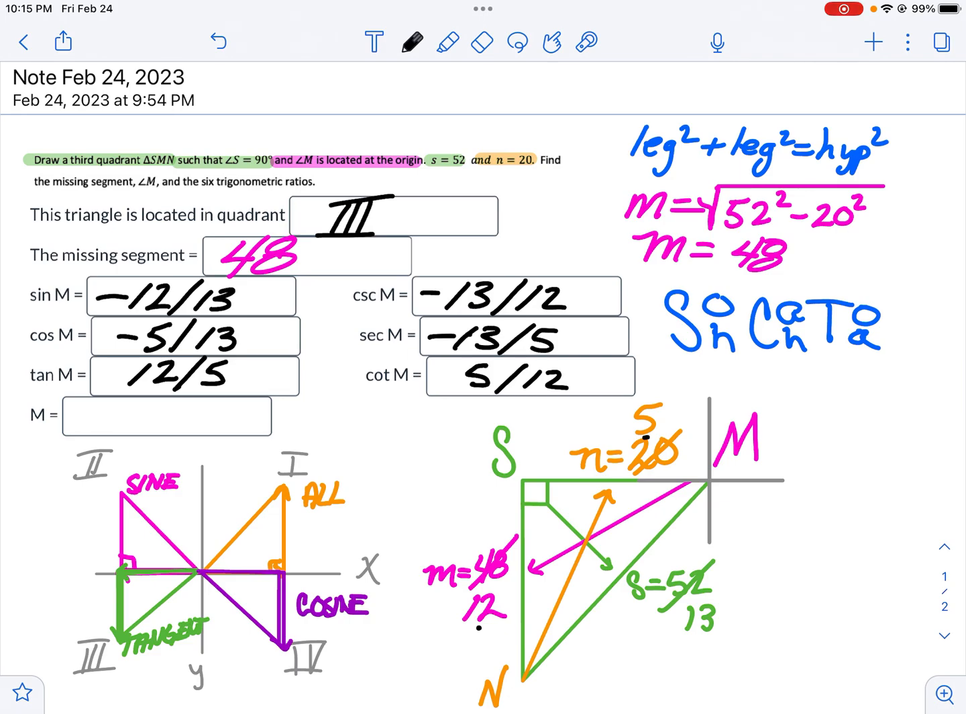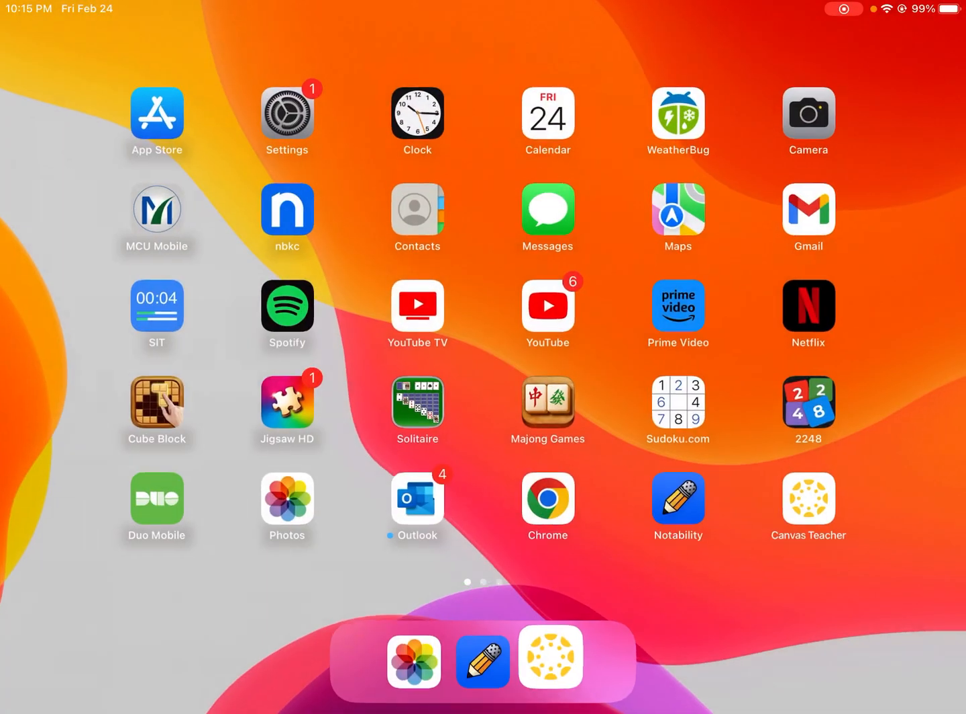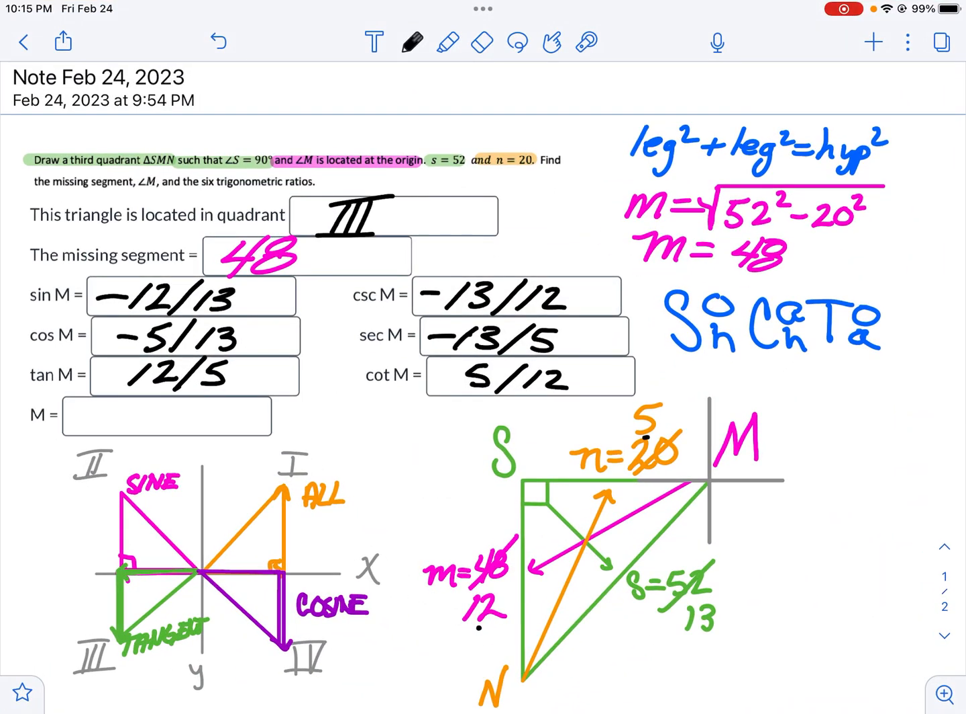And then I'm going to type in inverse tangent of 12 divided by 5. So on my calculator, inverse tangent of 12 divided by 5. Second tangent, here, let's clear what's there. Second tangent of 12 divided by 5 is 67.3. It tells me, yep, so 67.3.